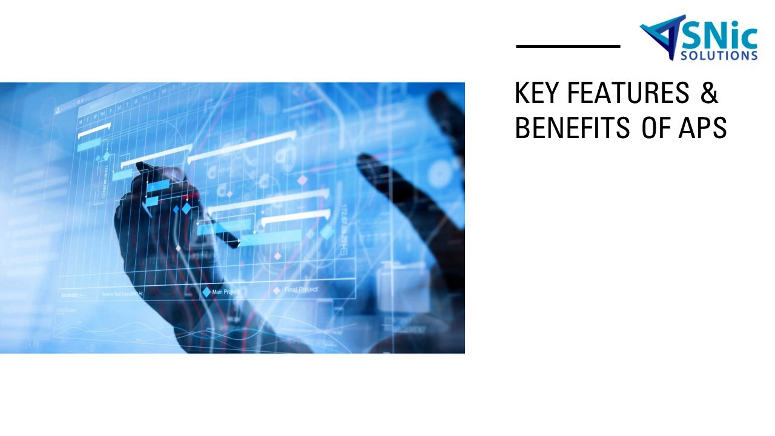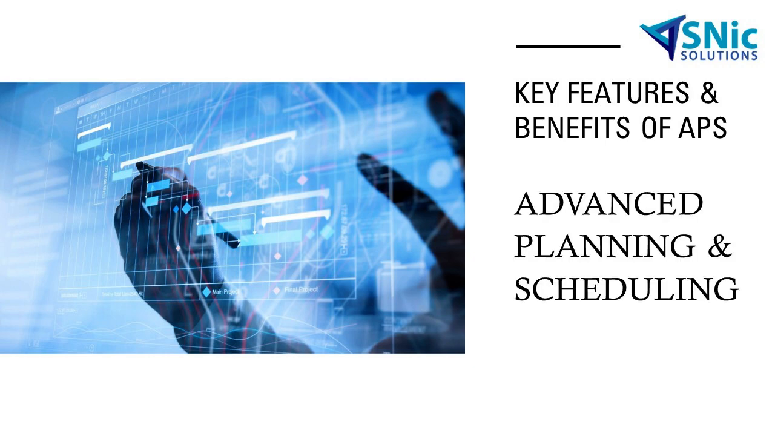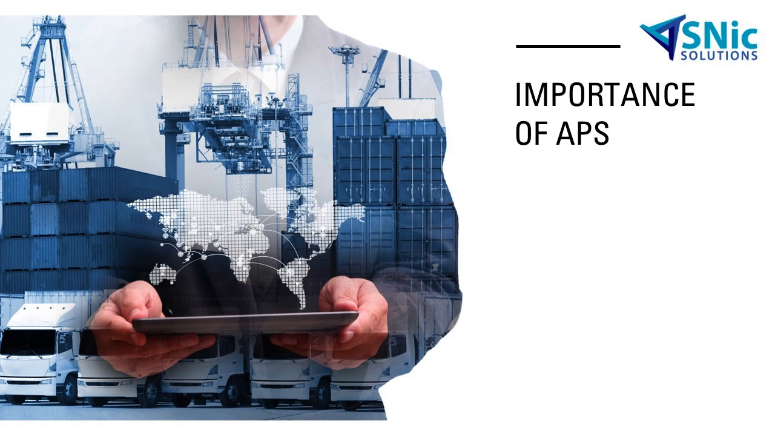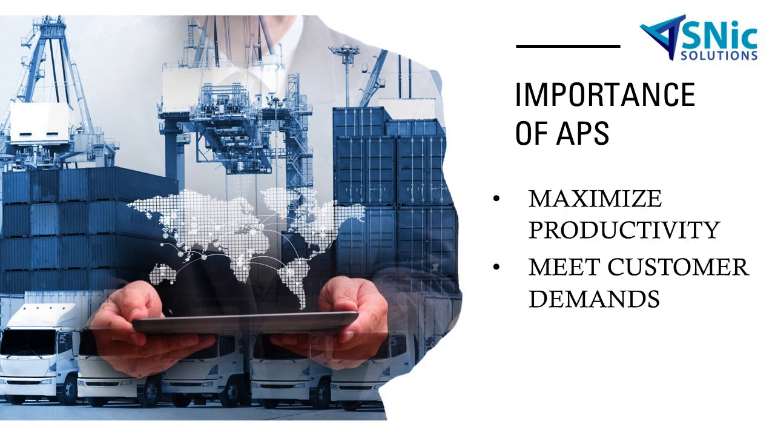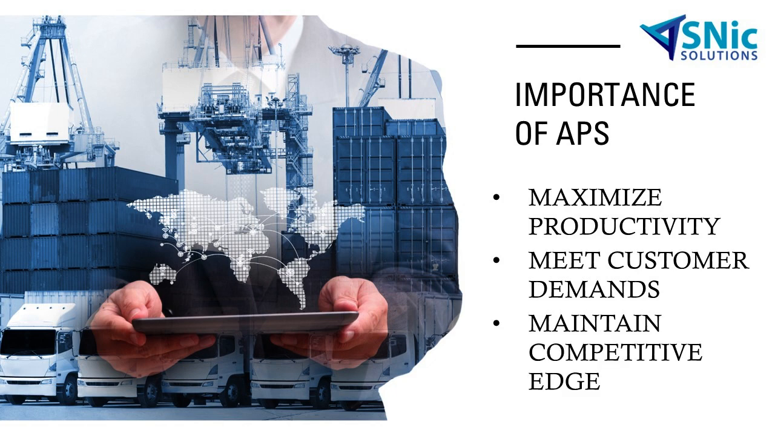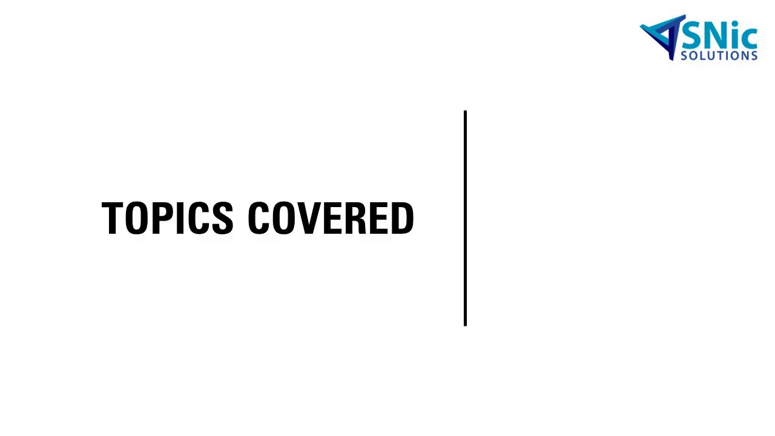We will be covering a range of key features and benefits of APS in the lighting industry. APS stands for Advanced Planning Scheduling. This topic is of great significance because efficient production scheduling is crucial for maximizing productivity, meeting customer demands, and maintaining a competitive edge in the industry. We will explore automatic scheduling, which eliminates the manual effort and time-consuming nature of traditional scheduling methods, usually based in Excel spreadsheets.